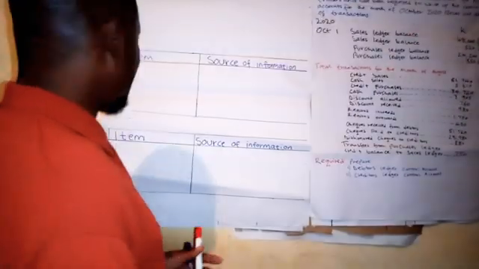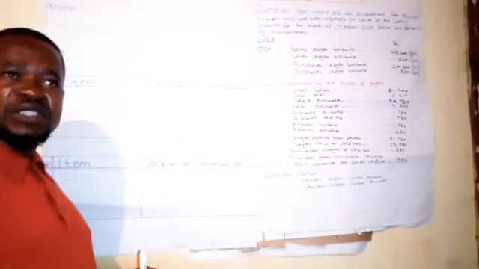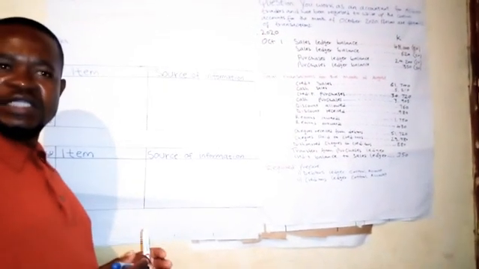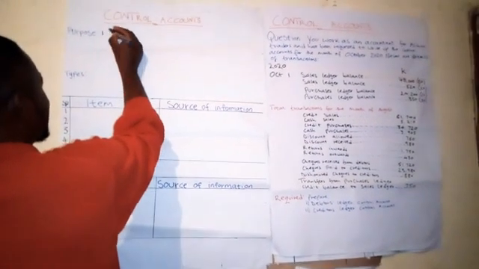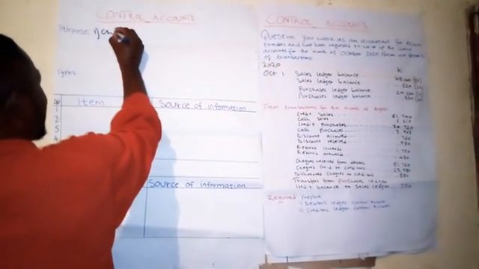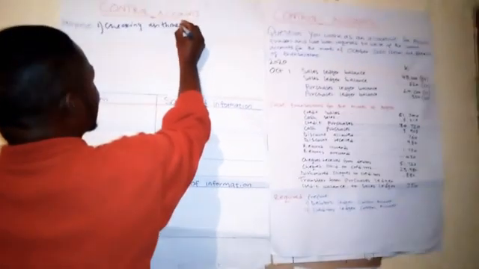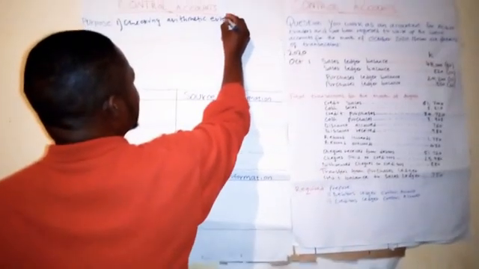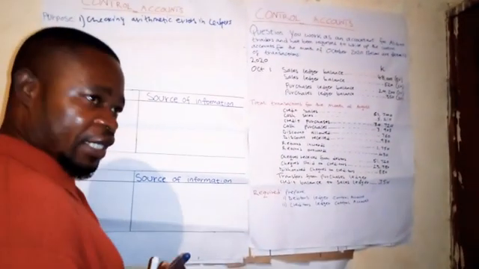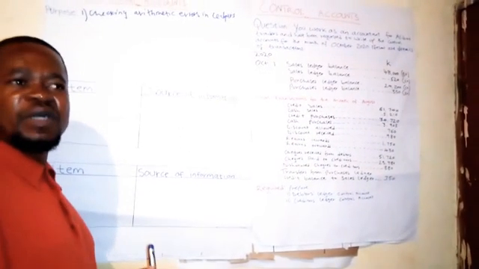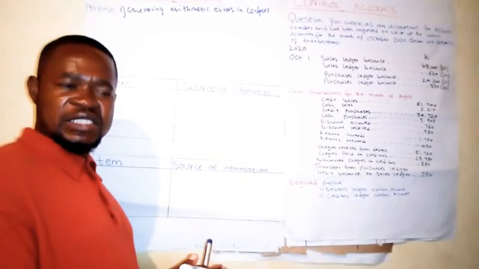Now, what's the purpose of preparing control accounts? So now we look at the purpose. The first purpose of preparing control accounts is that they help in checking arithmetic errors in the ledgers. Okay, so the first purpose here we can say checking arithmetic errors in ledgers, checking arithmetic errors.